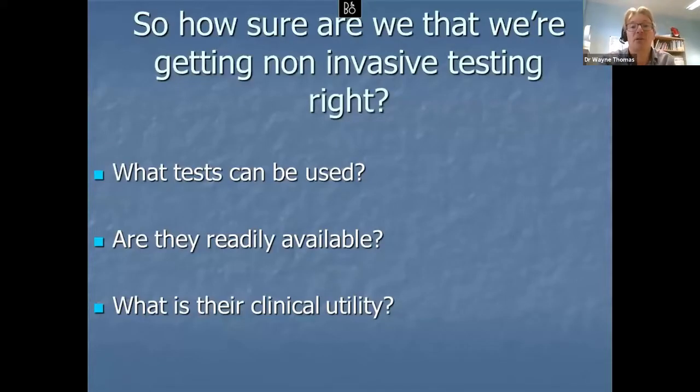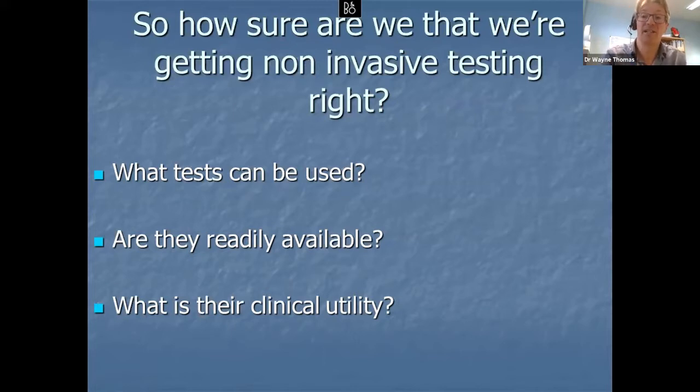So how do we know that we're getting our tests right? What tests can we use? Are they readily available? A good example is soluble transferrin receptor. Can you do it? I know I can't. And I know if I send it away, it takes a long time to get the result back. And of course, it's said, okay, that's the gold standard. But what about in hemolytic anemias? We know that it can be altered in that as well. So individually, what is the clinical utility?